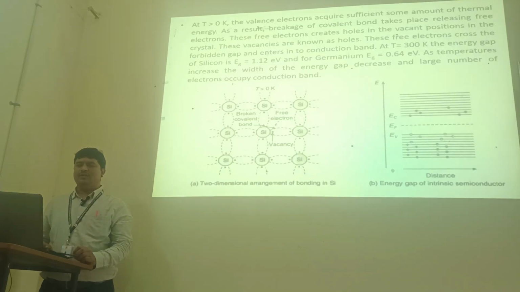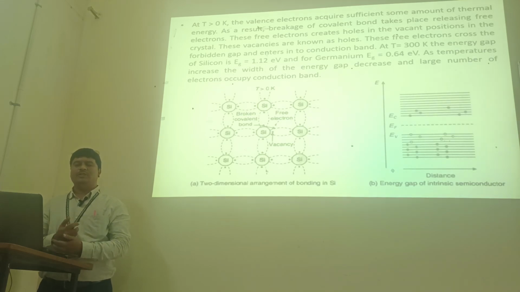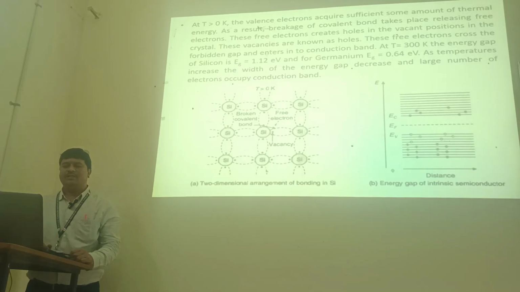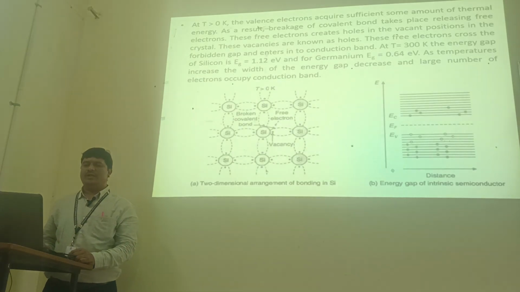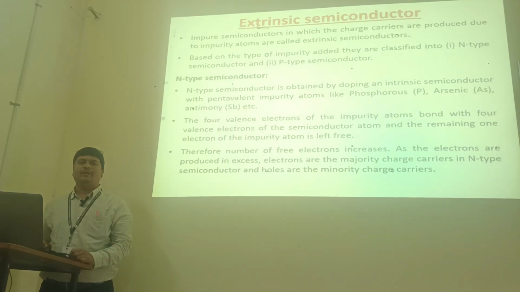At T equal to 300 Kelvin, the energy band gap of silicon is 1.12 electron volts, and for germanium, 0.64 electron volts. As temperature increases, the width of the energy gap decreases and a larger number of electrons occupy the conduction band, as shown in the figure.